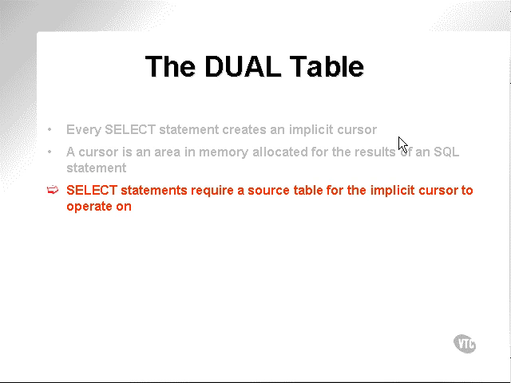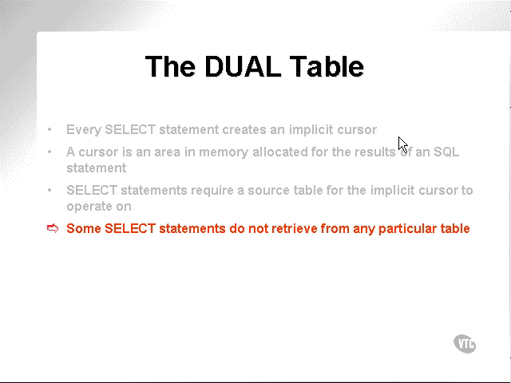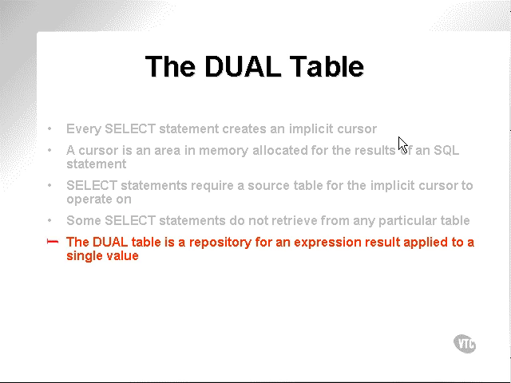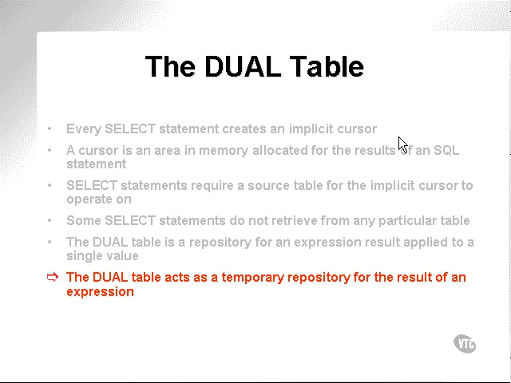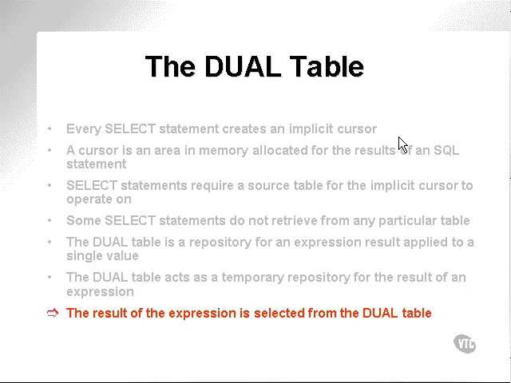Since, as we've already said, a select statement requires a source table for the implicit cursor to operate on, and some select statements do not retrieve from any particular table, that dual table becomes a repository for, if you like, an expression result applied to either a single value or a set of rows. The dual table acts as a temporary repository for the result of an expression, a single expression, or a cursor, the area of memory where the results of a table select are placed. The result of that expression is selected from the dual table.